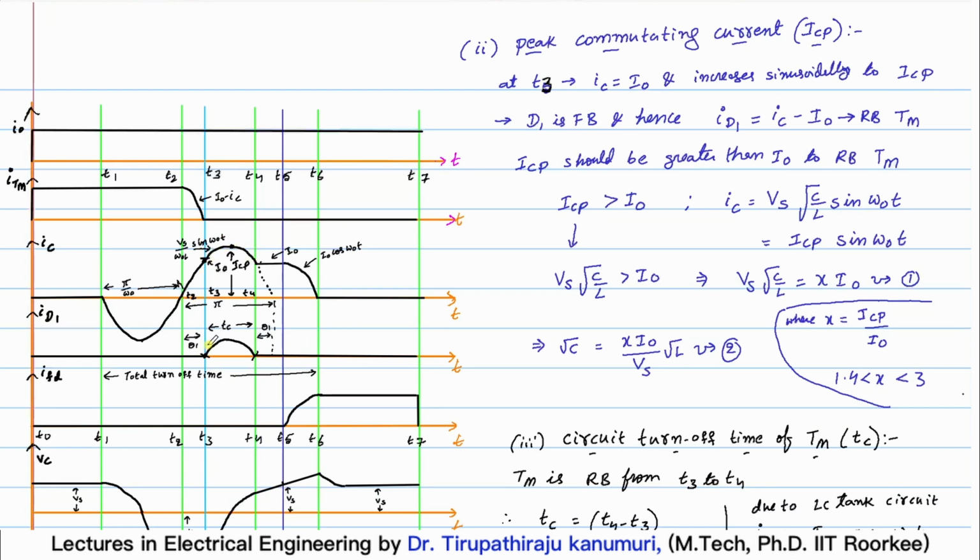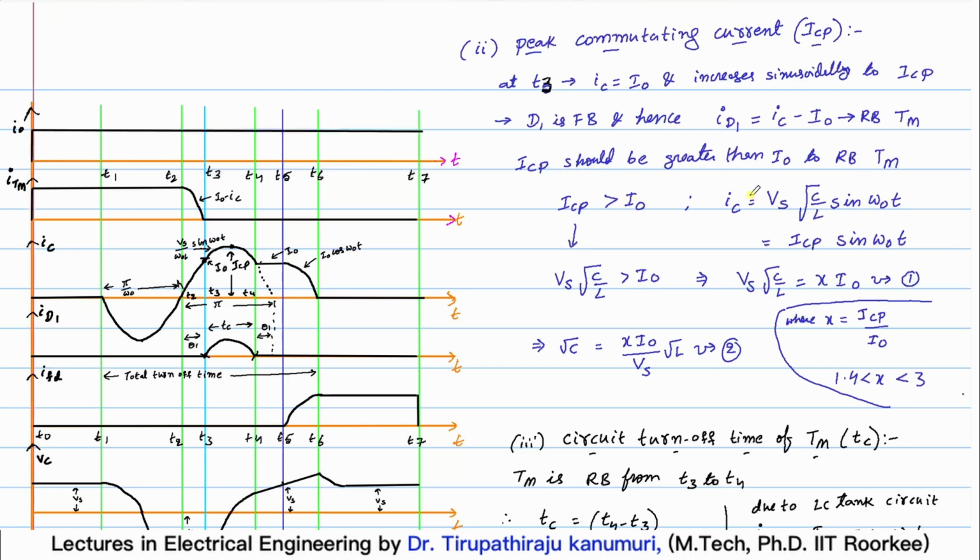During this time, the freewheeling diode will start conducting. The freewheeling diode current I can write as IC minus I0. This reverse biases the main thyristor. So this value of ICP should be greater than I0 to reverse bias the thyristor for a sufficient duration. We can say that the value of ICP should be greater than the value of I0.